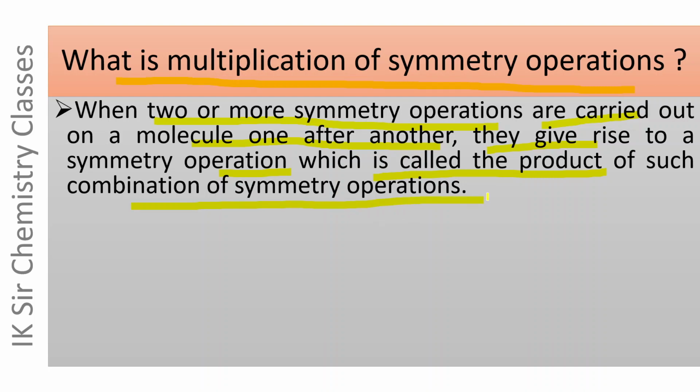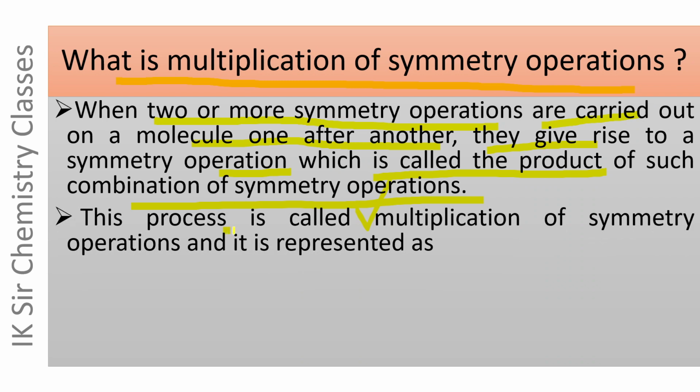It means if two or more symmetry operations are carried out on a molecule one after another, they give rise to another symmetry operation which is called the product of such combination of symmetry operations. And this process is called multiplication of symmetry operations. It is represented as follows: B into A is equal to C.